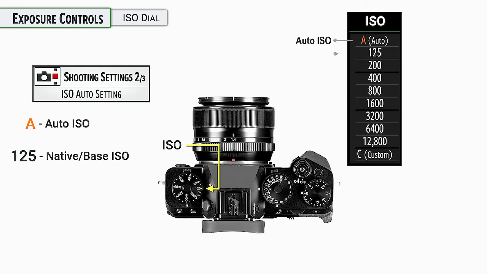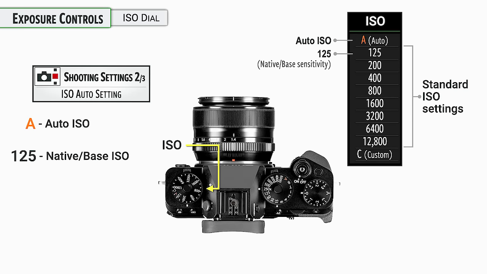All right. 125 is the native or base setting on this particular camera. So if you want to get the optimum image quality, the least amount of noise, and the maximum amount of dynamic range, 125 is where you're going to want to have it set. Next, we have our standard ISO range, which goes from 125 up to 12,800.